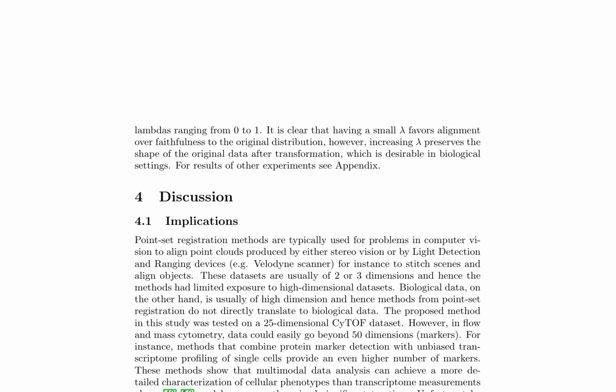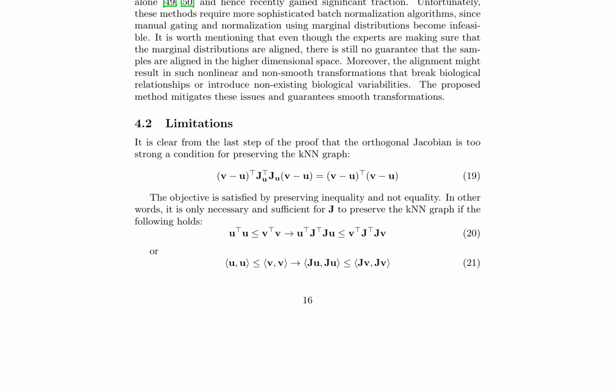The discussion highlights the implications of the proposed method for biological data analysis, particularly in the context of high-dimensional cytometry data. The authors note that traditional point-set registration methods are limited to low-dimensional data and do not directly translate to biological data. In contrast, the proposed method can handle high-dimensional data and guarantees smooth transformations, mitigating issues with manual gating and normalization.